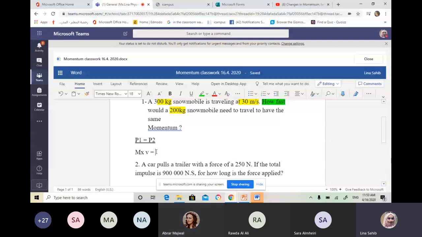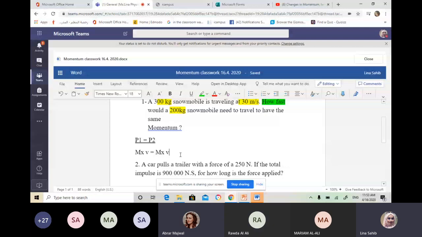300, yes. Multiply by what? Multiply by 30. Bravo. Equal to 9,000. And 200 from the other side, replace too. Put 1 equal 2. Repeat it 2 times. Miss, it will be 45 meters per second. Don't give the answers. Leave her.